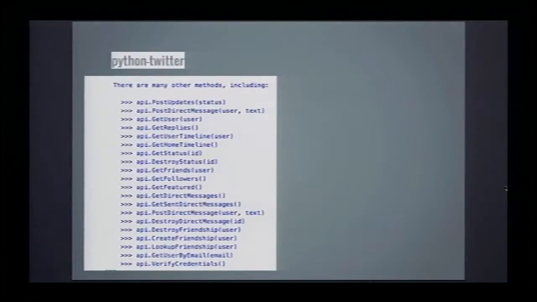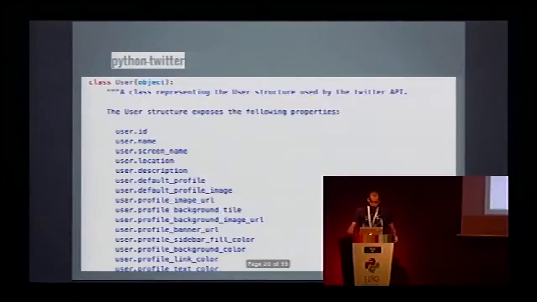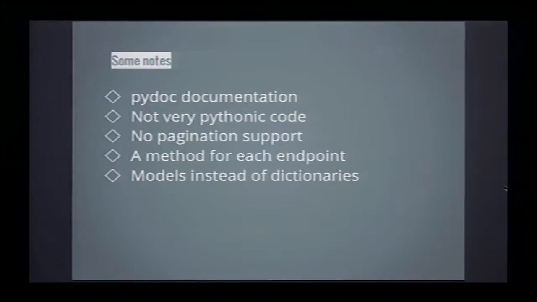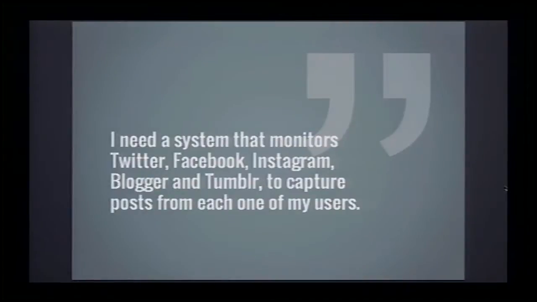As we can see, it does not follow PEP 8, so it's using camel case instead of snake case. Nothing wrong with this, just not usual. And instead of returning dictionaries, it returns classes. So a bit different as well. It also uses PyDoc documentation, which is arguably not very Pythonic. It has no pagination support, so I cannot do what I just explained to you about the FacePy one. And it has a method for each endpoint and uses models instead of dictionaries.